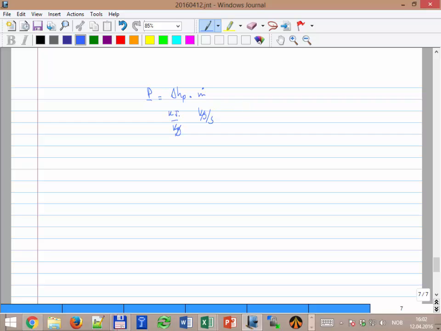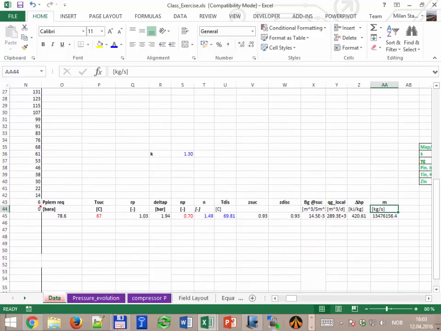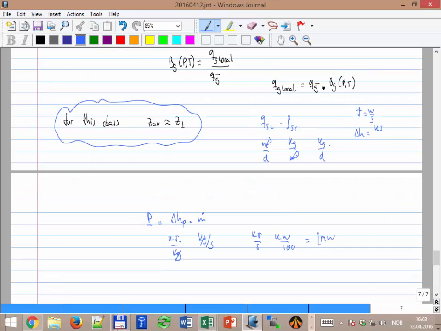Kilojoules per second, which is kilowatts, right? So it makes sense. Okay, and then we divide by 1,000 to get in megawatts. Okay, and let's see if we get a nice number. Otherwise, we did some mistake. Oh, let's change first to seconds, and to change to seconds, 1 day is 24 hours. 1 hour is 3,600 seconds. Okay, so we have to divide by 24 and 3,600.